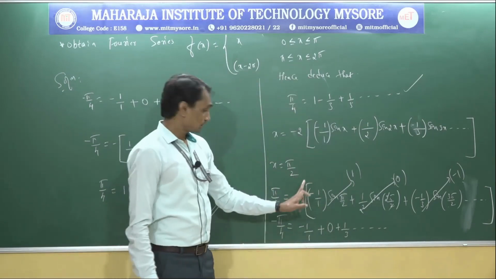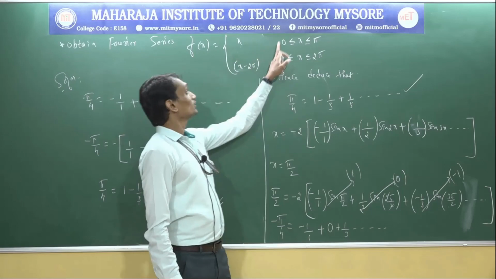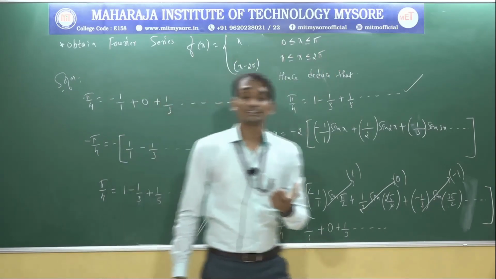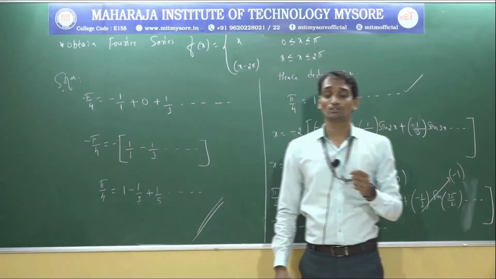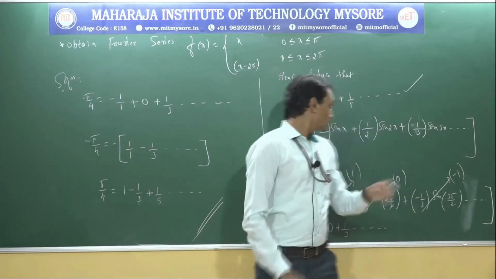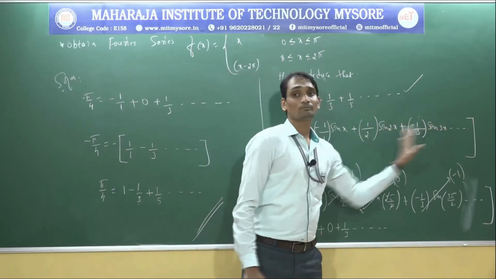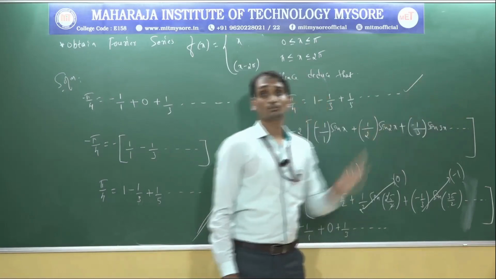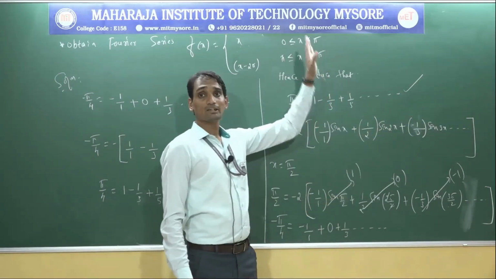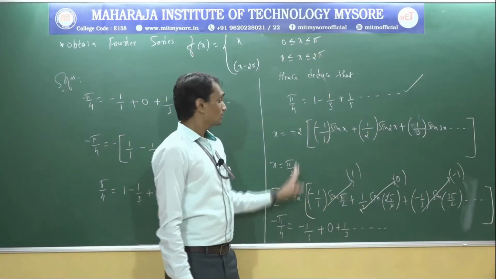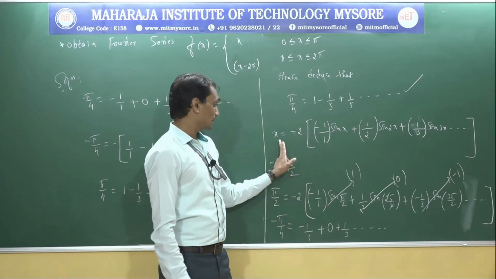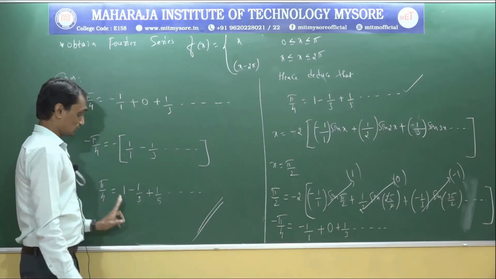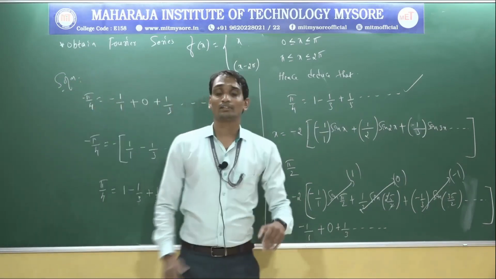Why do we need to substitute x equal to pi by 2? Because x is nothing but 0 to pi, and here sin n x is there. If I substitute 0, the sin 0 becomes 0, the whole term vanishes. If I substitute pi also, the whole term vanishes. So the only option is, in between 0 to pi, we have the standard angle x equal to pi by 2. If I substitute x equal to pi by 2 and go for the simplification, you will get the final answer: pi by 4 equal to 1 minus 1 by 3 plus 1 by 5, and so on.